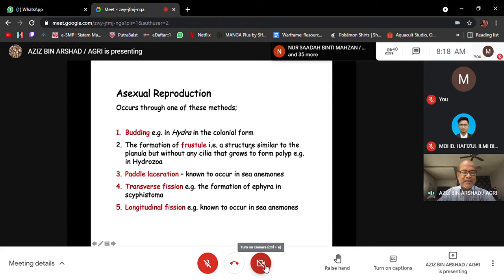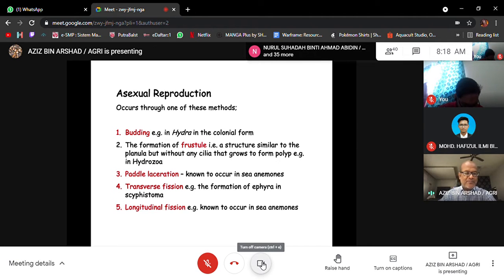Frustule is a structure that is similar to planula, but not having any cilia growing surrounding the body. And this is also produced in class Hydrozoa. Number 3 is called pedal laceration or pedal formation or cutting, and this is known to occur in sea anemone.